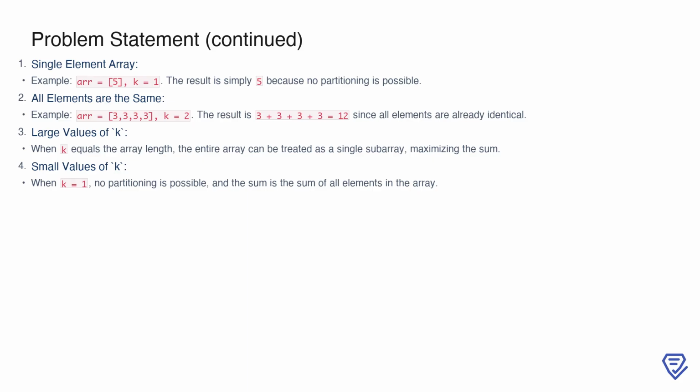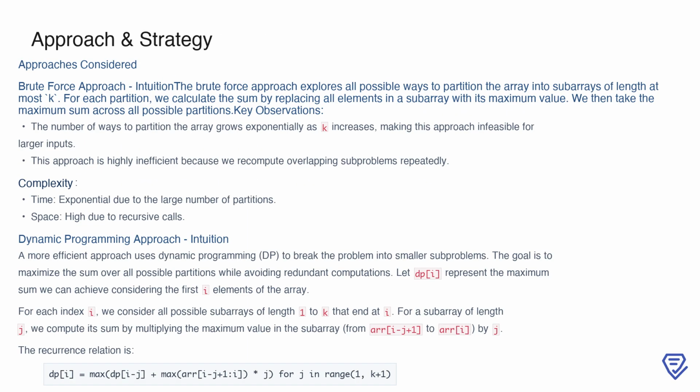To solve this problem, we first considered the brute force approach. The intuition here is to explore every possible way to partition the array into subarrays of length at most k. For each partition, we calculate the sum by replacing every element in a subarray with its maximum value, and then take the maximum sum across all these partitions.